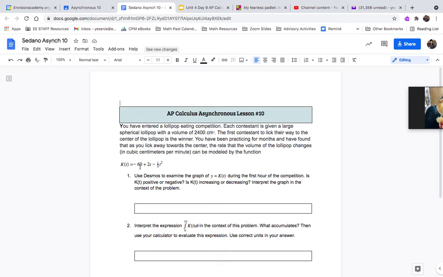So what is this function? Well, let's go back and see what it just told us. The rate that the volume of the lollipop changes is this function. And they're talking about it changes cubic centimeters, the volume per minute. It's given by this function. So this right here, everyone, a rate function.